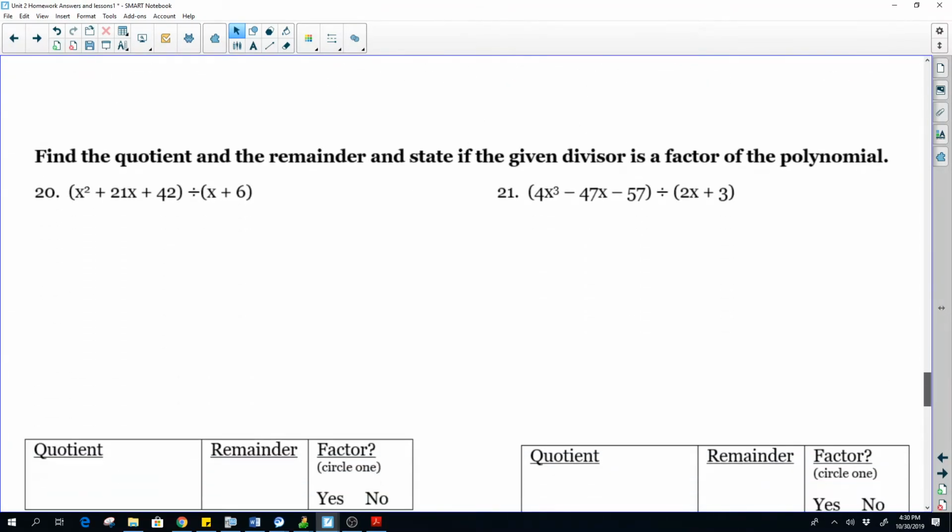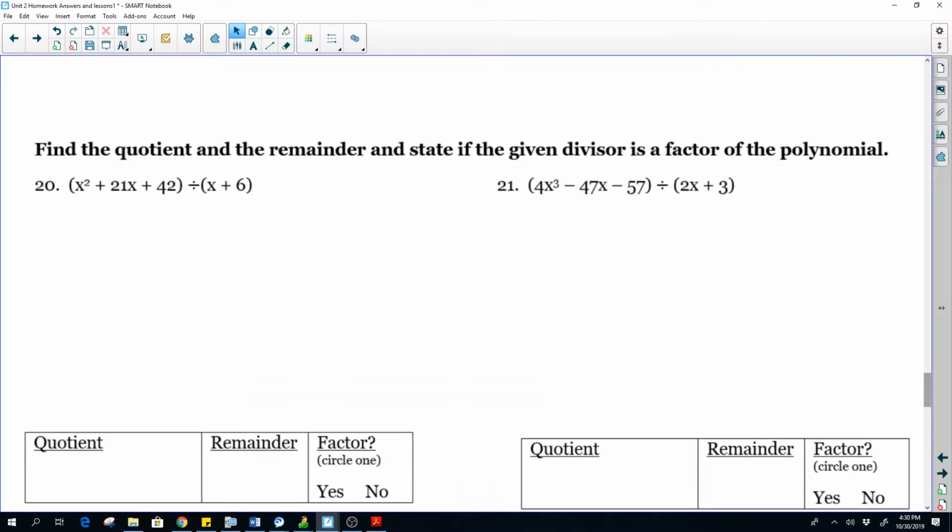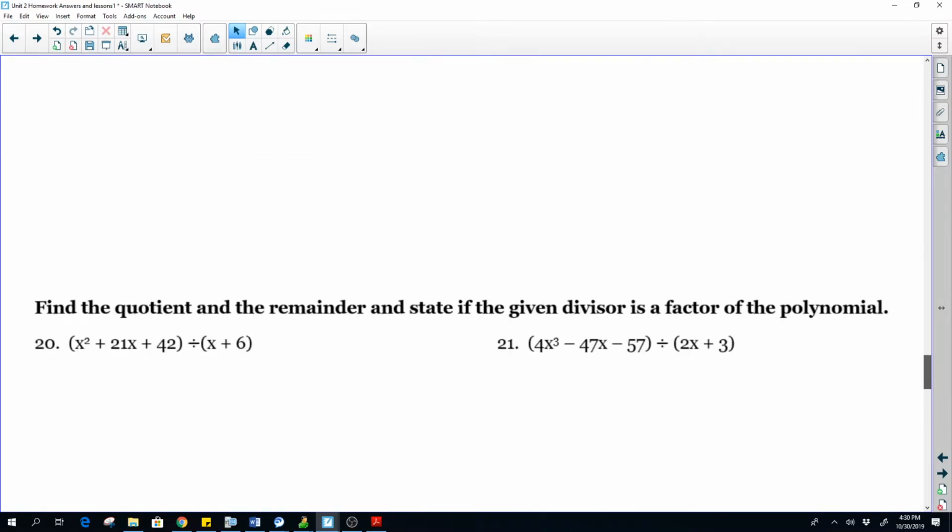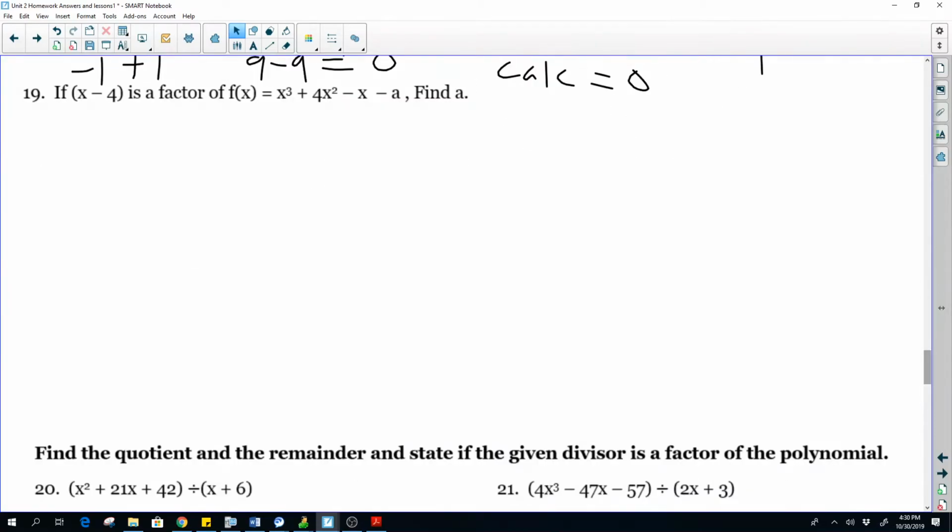We are now on the last page, finally, of our practice test. Wait, number 19. Where'd 19 go? Oh, there it is. Don't forget 19.